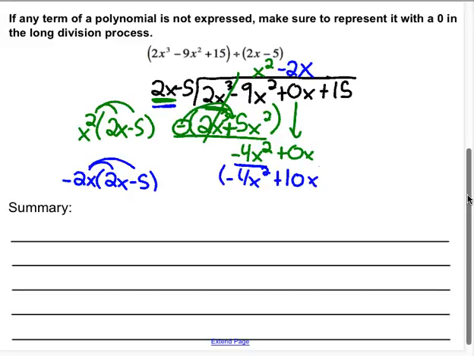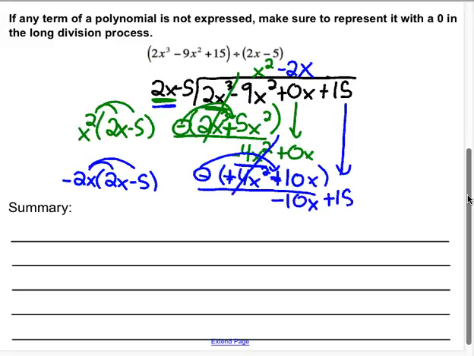And of course, now let's see how close we are. Negative 4x squared minus a negative 4x squared. Remember that negative is going to change that to be positive, so that cancels just like we want it to. This negative also makes this negative, so 0 minus 10x will be a negative 10x. Then pull down the plus 15. And now we're going to have to do this one more time.